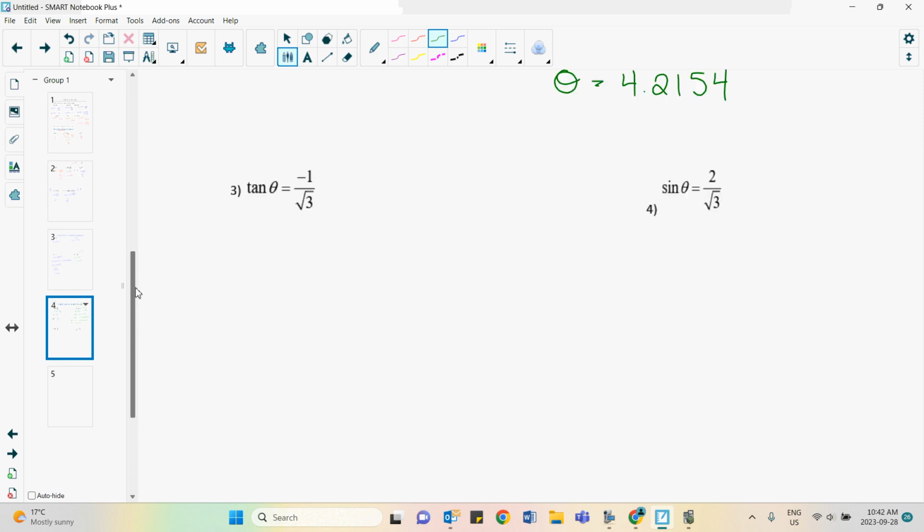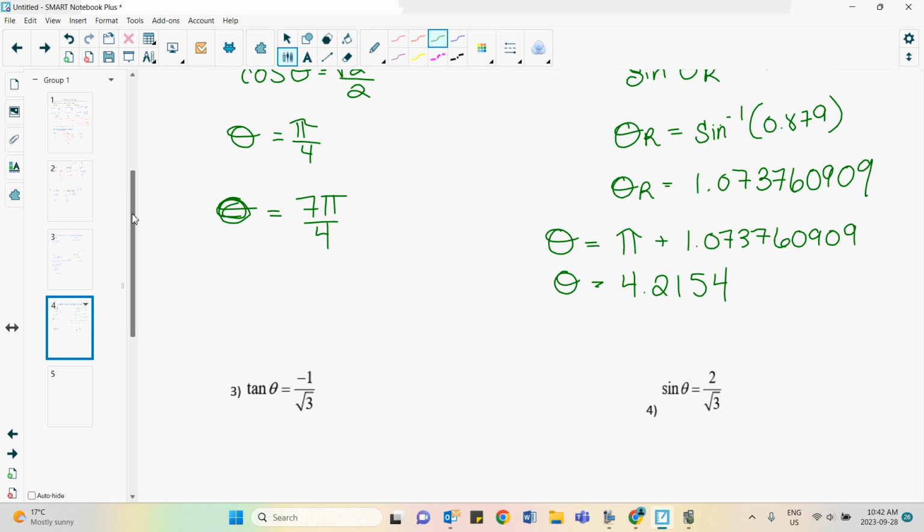Where's my next answer? Quadrant 4. You guys told me my answers were going to be in quadrant 3 and quadrant 4. Okay. So this was the answer for quadrant 3. What's the answer for quadrant 4? Or what's the rule for quadrant 4?